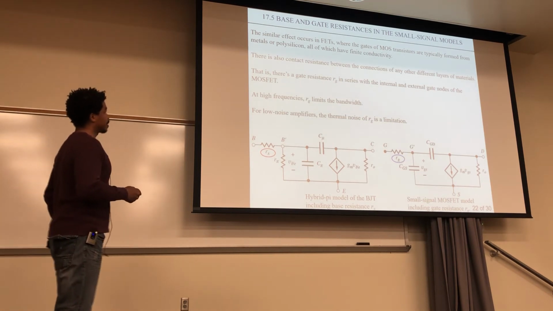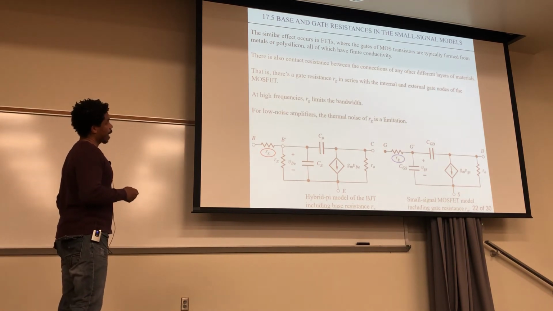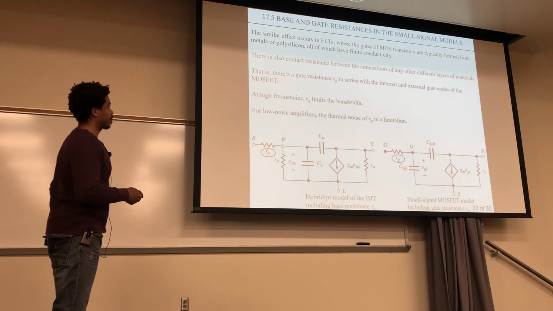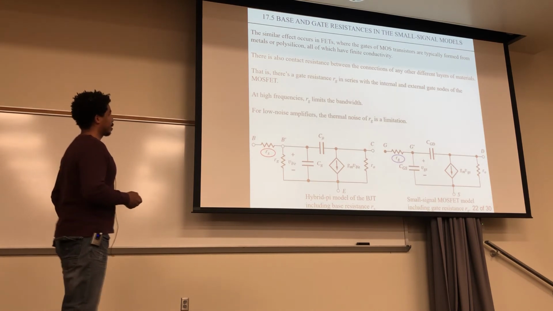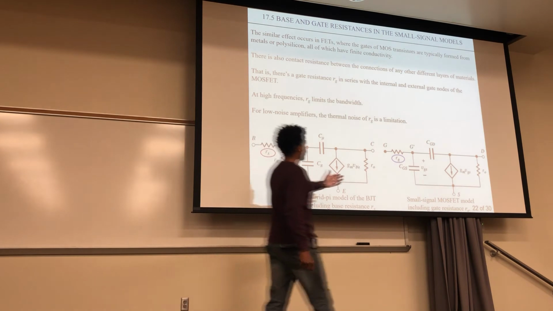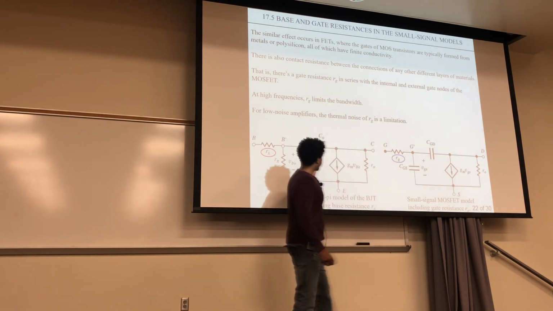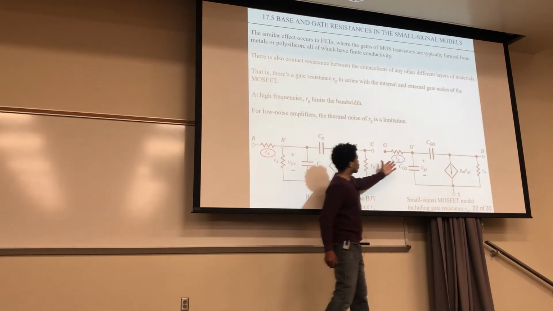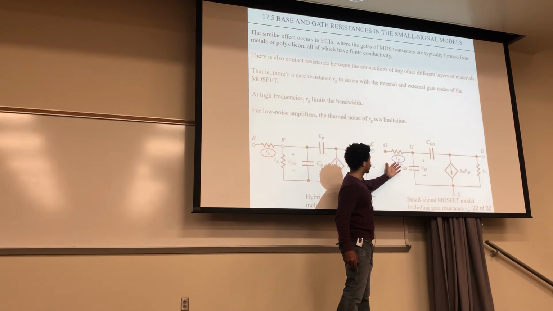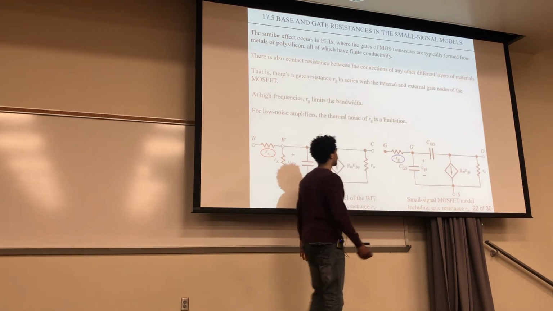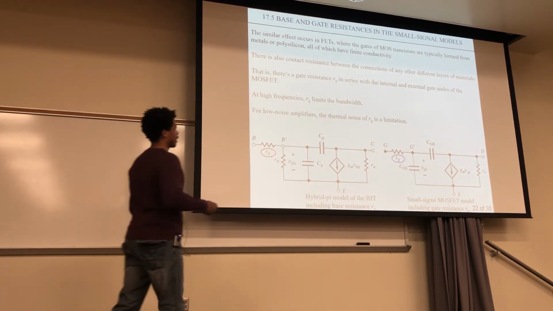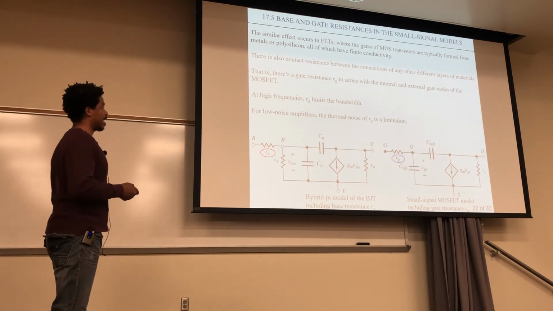So here's what we have for the BJT. Here's the small signal model we'll have for the FETs right here. But pretty much it's the same type of thing, right? You have this high resistance that you have to deal with. And also, when dealing with low noise applications, the limiting factor here is going to be your thermal noise.